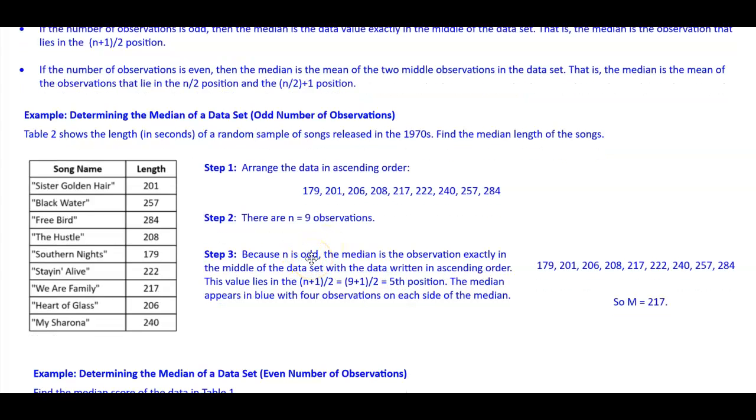Because n is odd, the median is the observation exactly in the middle of the data set with the data written in ascending order. This value lies in the (n+1) divided by 2 position. We know that there are 9 observations, so if we replace n with 9, 9 plus 1 is 10, divided by 2 tells us that it's in the 5th position. So the median appears in blue with 4 observations on each side of the median. I'm going to highlight the middle number. There is the middle number. We have 9 observations, so we have 4 on this side and 4 on that side. Therefore, the median is the one right in the middle because it's odd. So M is going to equal 217.